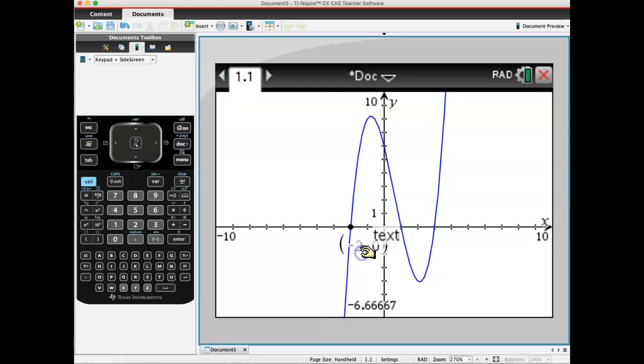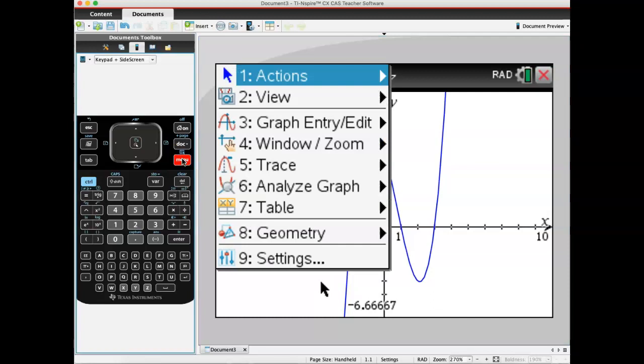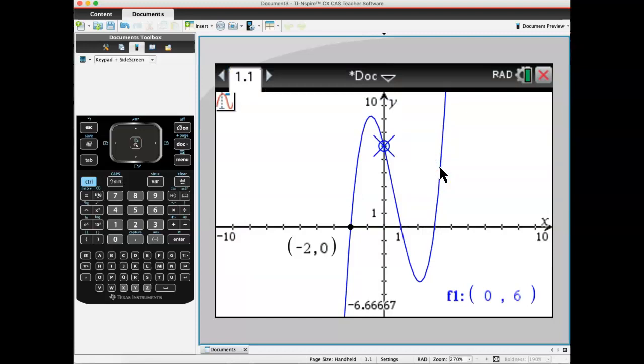And we can grab that with the little hand. We can drag them around, okay? Now, remember I had you type in there to enter points of interest on the graph. This is why I did that. If you hit menu, trace, and you hit trace graph, it automatically goes on there. Check it out, where it put me on 0,6 in the bottom right corner.